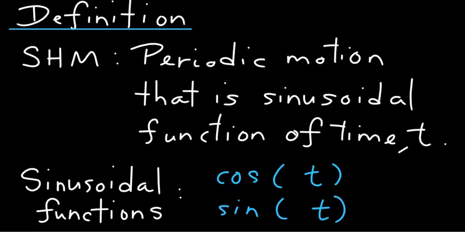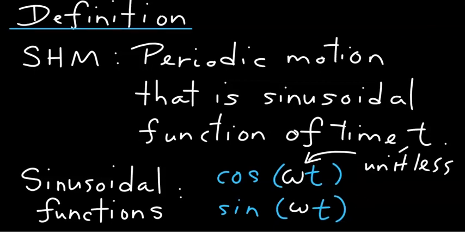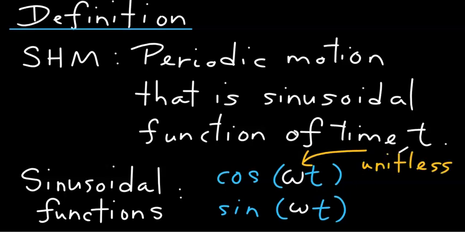Now we note that the argument of a cosine or the argument of a sine must be unitless. That means we usually multiply a parameter with time. Let's call that parameter omega. We will explain the significance of omega in a few minutes, but for now this is how we write sinusoidal functions of time for an object executing simple harmonic motion. A quick comment about this product omega t: it is unitless. So that means the dimension of omega must be inverse time.